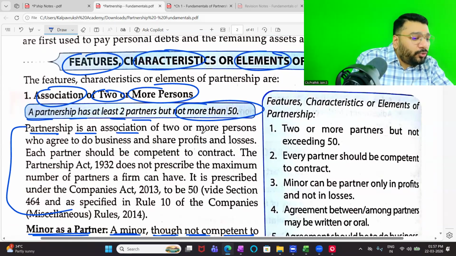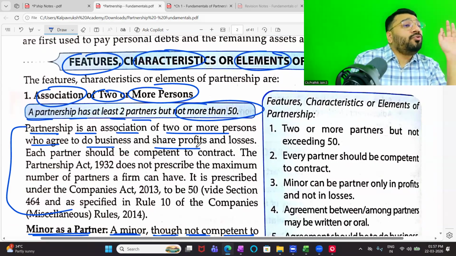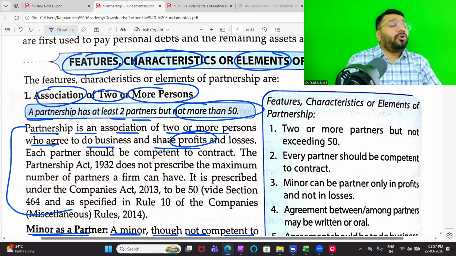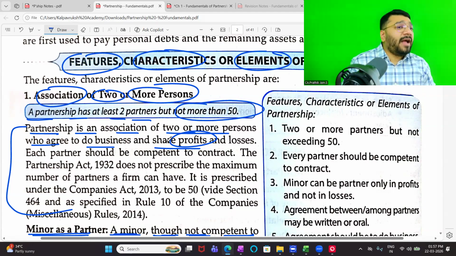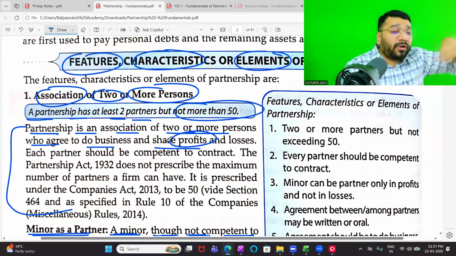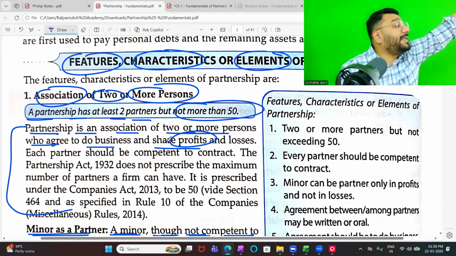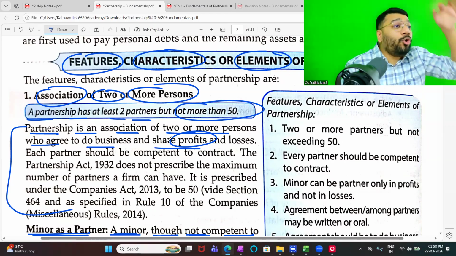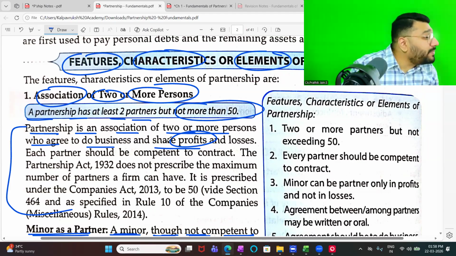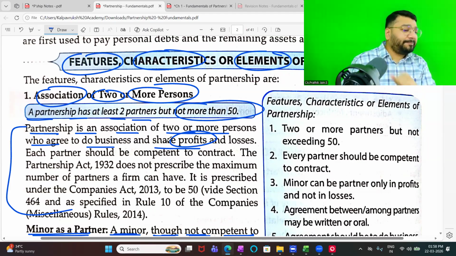Partnership is an association of two or more persons who agree to do business and share profit. When you form a partnership, the intention should be doing business and making profit. Sir, I want to do business, but I don't want to share profit, I want to do charity. Can you form a partnership business? The answer is no. For that, you have to form a trust or a society. Only if you are a profit-making organization having two or more people, you can form a partnership business. Okay, not okay? Tell me.